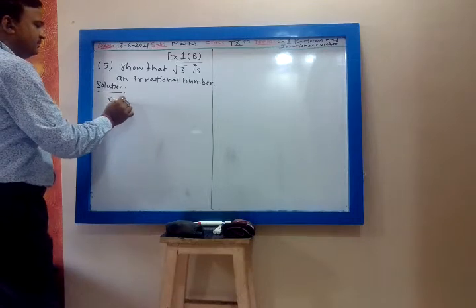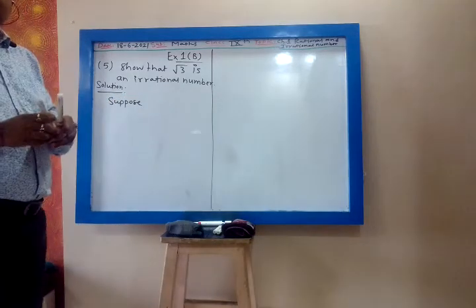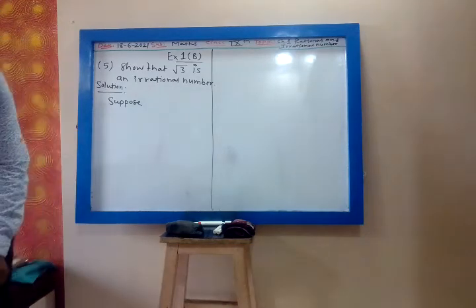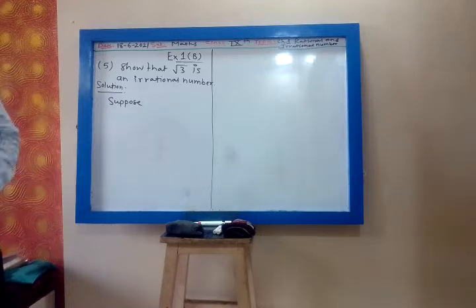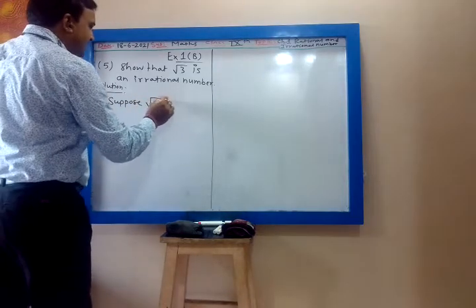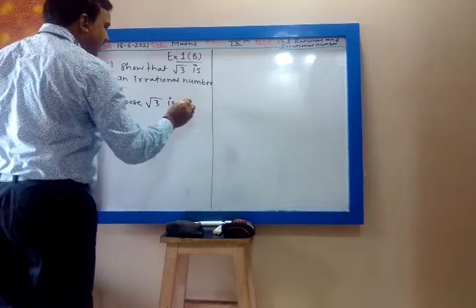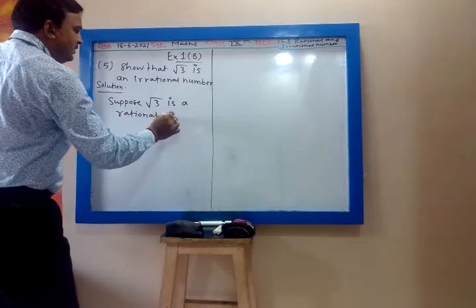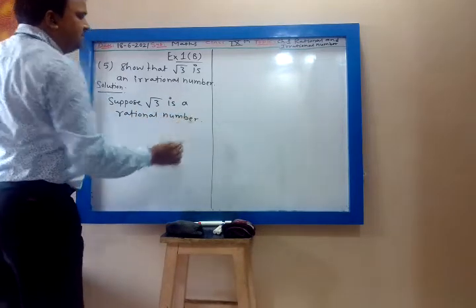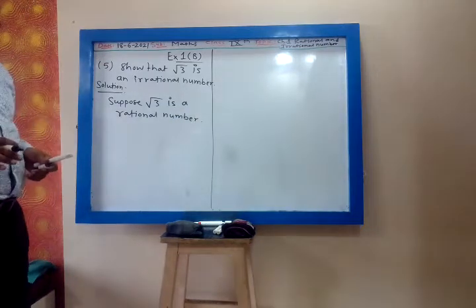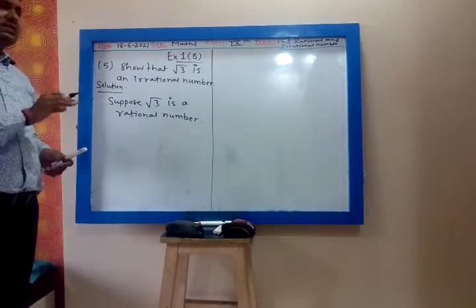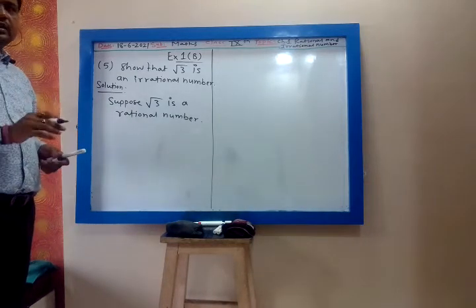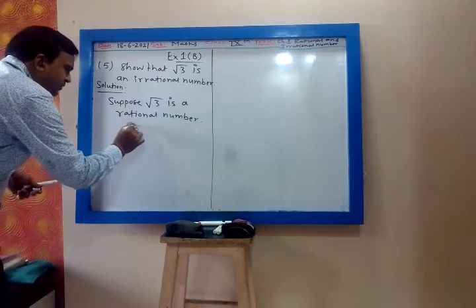Suppose root 3 is a rational number. Then if root 3 is a rational number, this is the wrong assumption which we are making. In the method of contradiction, we make a wrong assumption. So if root 3 is a rational number, then root 3 will be of the form a by b.